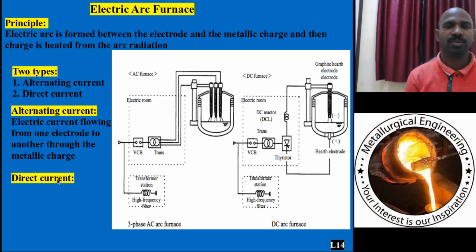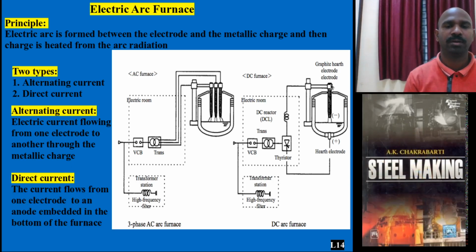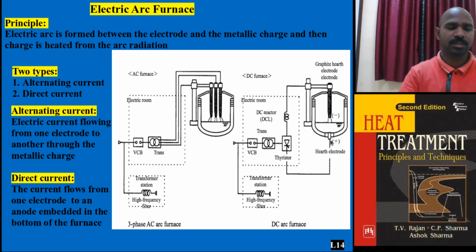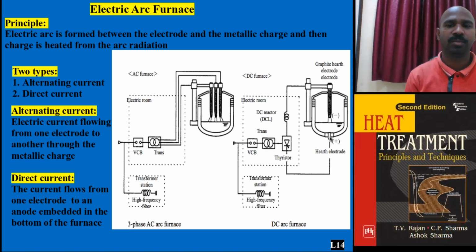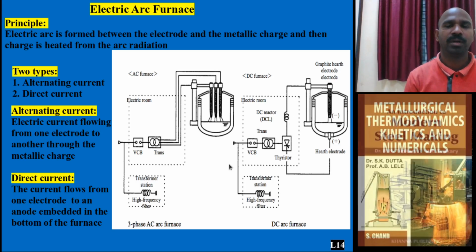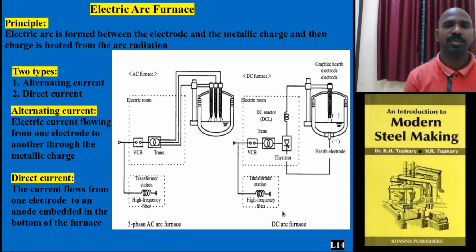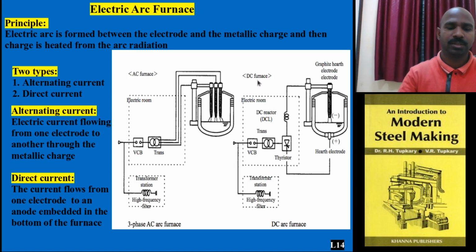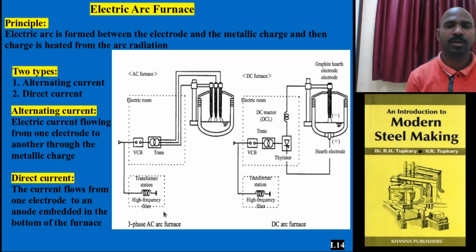When you come to direct current, the current flows from this graphite electrode to the bottom anode material, which was chosen based on the charge material. The arc is generated between this anode and cathode. One needs to notice this. This is the control panel for operating the electrical energy for the DC furnace, and for the AC furnace.